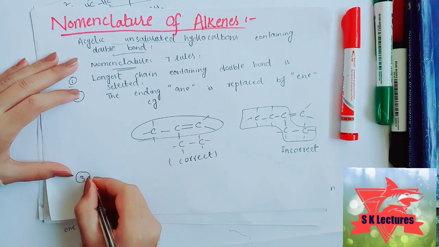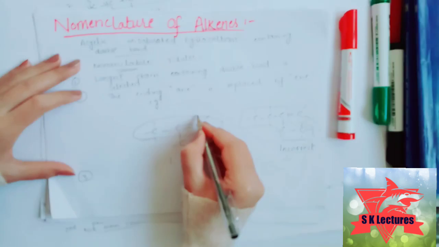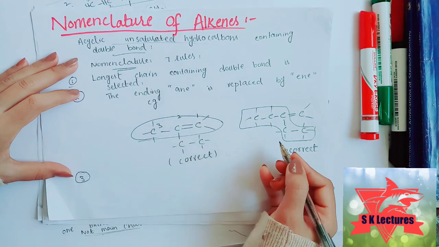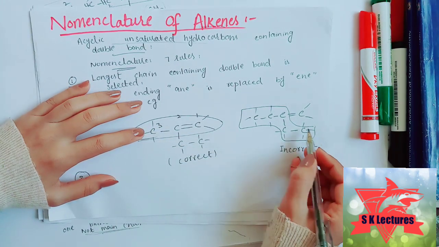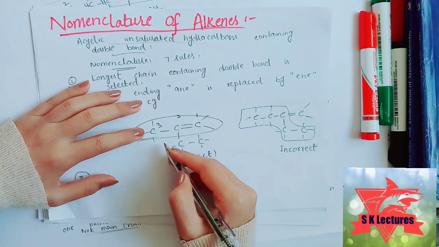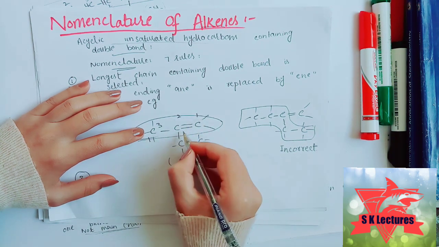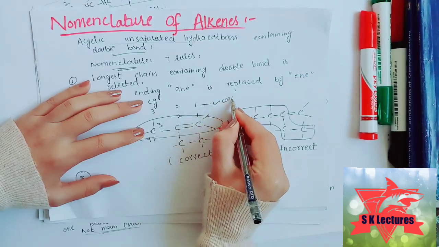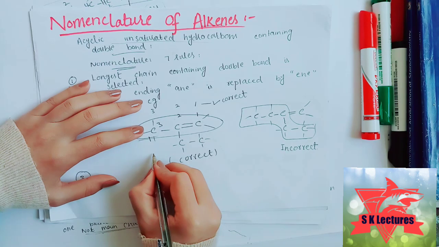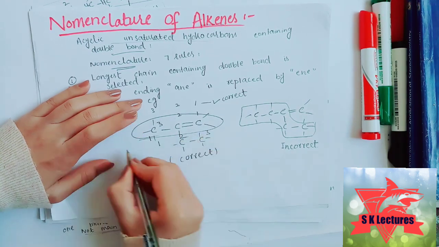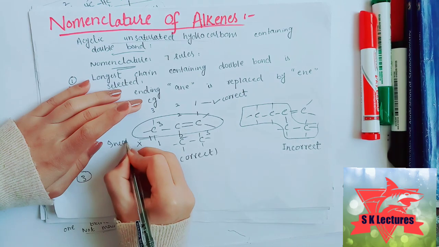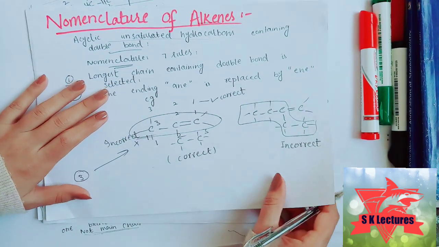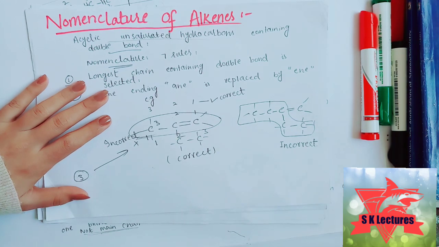The third rule is that the chain is numbered in such a manner as to give the minimum number to the double bond. It means that we will start numbering from the end which gives the double bond the minimum number. For example, if we start the numbering from this side, 1 2 3, the double bond will get position one. But if we start numbering from this carbon atom, then it will get number 2, which is incorrect. So the third rule is to number the chain in such a way that the double bond gets the lowest number.